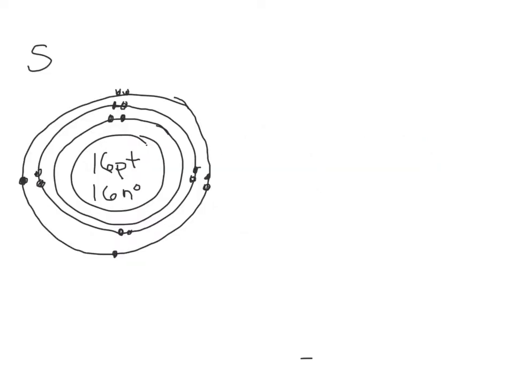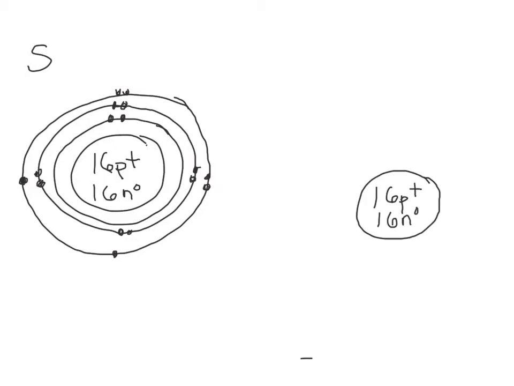This is a sulfur atom. It has 16 protons. I'm getting this from the atomic number. It also has 16 neutrons, and it has 16 electrons. Now, in the outer shell, there are 6 electrons. It's unstable. It wants to have a full outer shell. It wants 8. So what it's going to do is it's going to gain 2. We're not going to worry about where they're coming from at this point. We're just going to consider that it wants to become an ion, and it's going to form a negative ion.